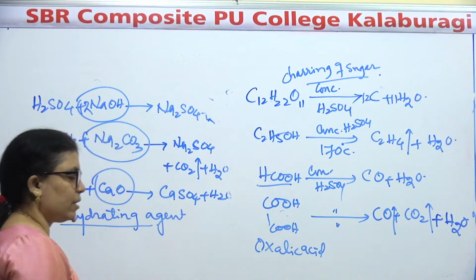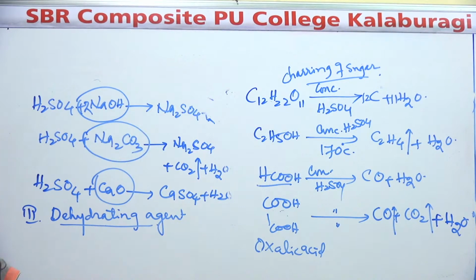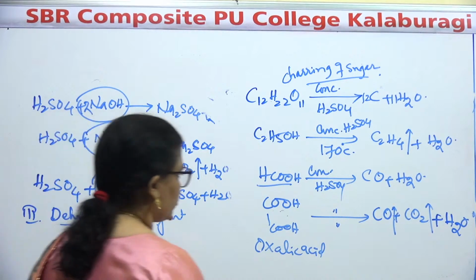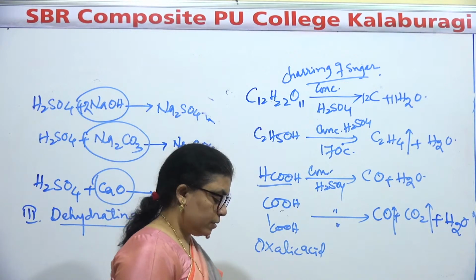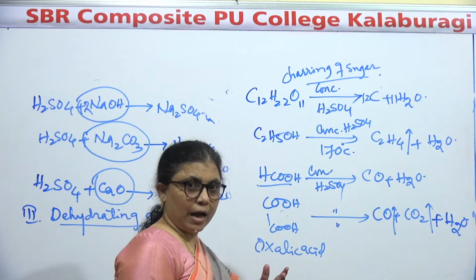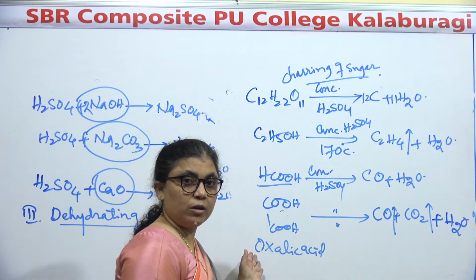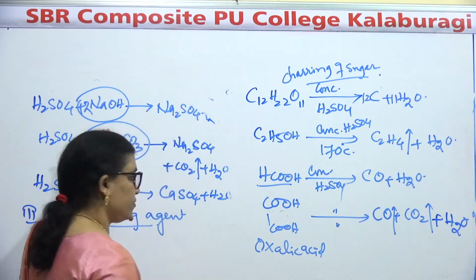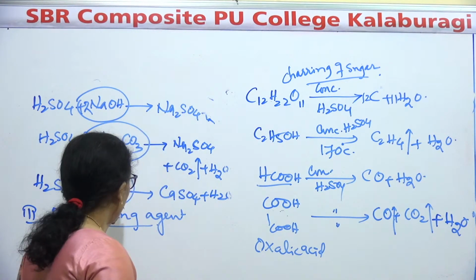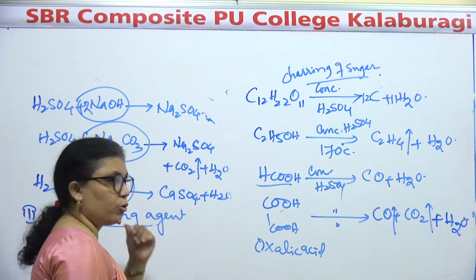Name the gases liberated when oxalic acid is heated with concentrated sulfuric acid. It will produce carbon monoxide and carbon dioxide. Sulfuric acid can act as a strong acid. It can act as a dehydrating agent. It can even react with bases, metal carbonates or basic metal oxides to produce salt.